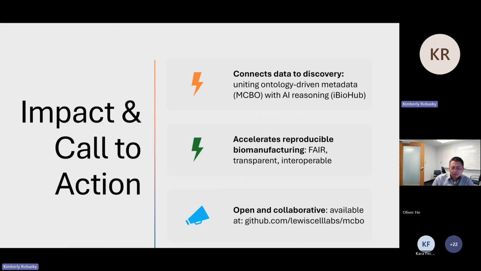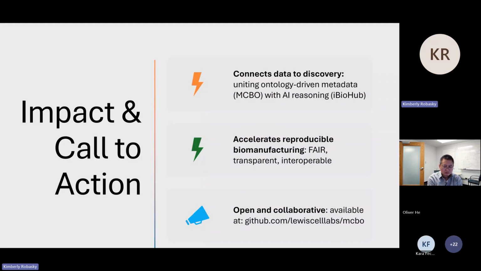So as we wrap up, I want to highlight the broader impact of the work. MICBO and iBioHub together form the connective tissue between data, semantics, and discovery, translating the bioprocess knowledge into an actionable AI-ready foundation for biomanufacturing. So this isn't just an ontology project, it's about automating intelligent, reproducible experiments at scale. All the files are open source.